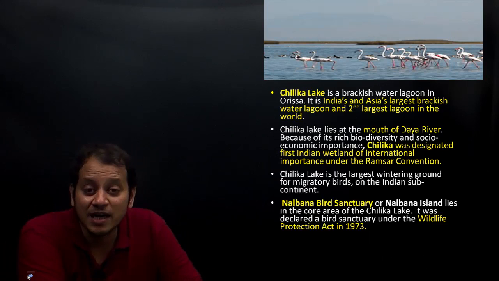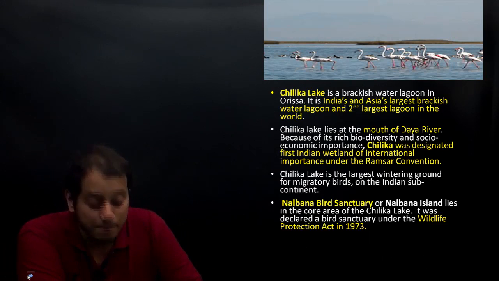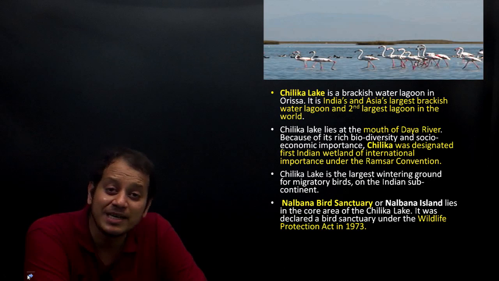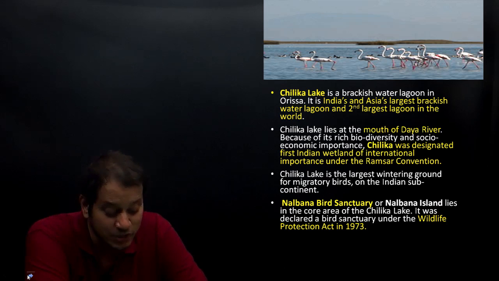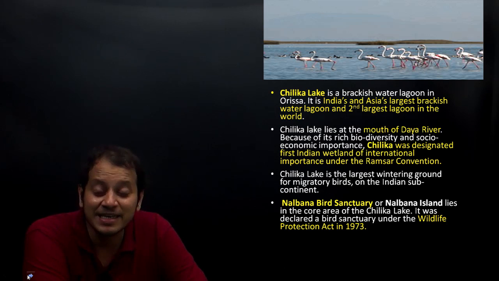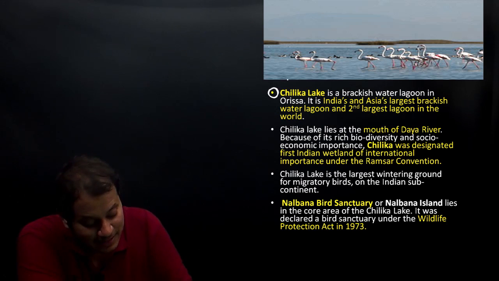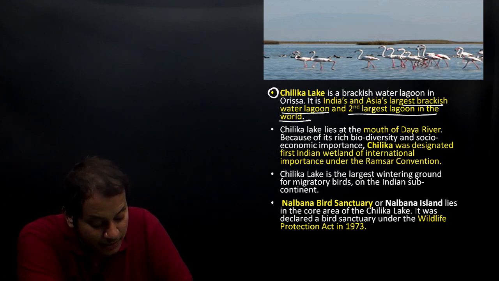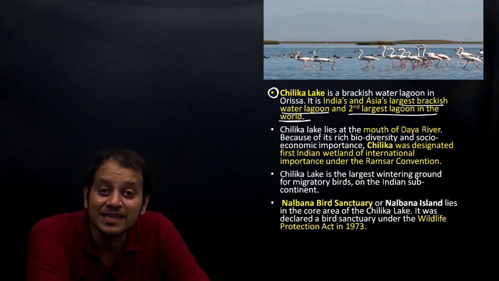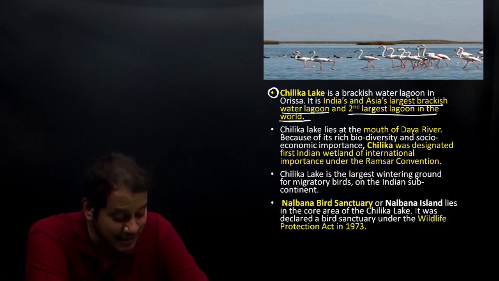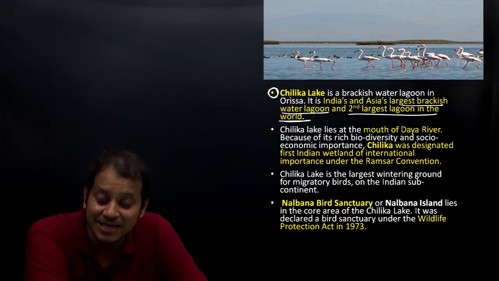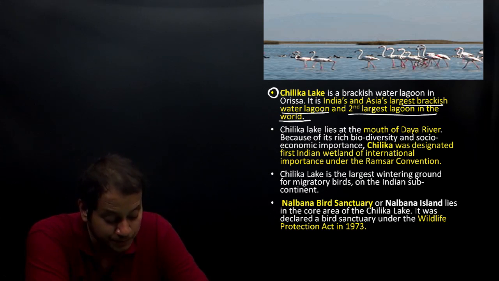What is this Chilka Lake? The Chilka Lake is a brackish water lake, meaning it is not a freshwater lake, it is a brackish water lagoon in Orissa. It is India's largest brackish water lake and the second largest brackish water lagoon in the world. So remember, the Chilka is India's largest brackish water lagoon and the second largest in the world. Not only India's, it is also Asia's largest brackish water lagoon.